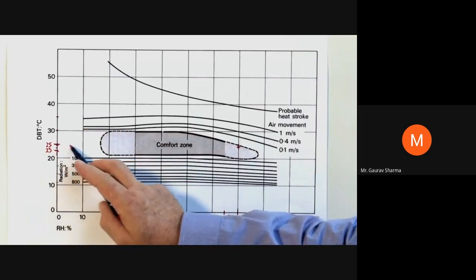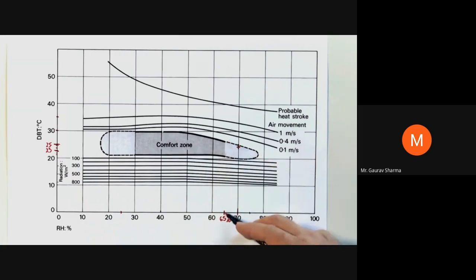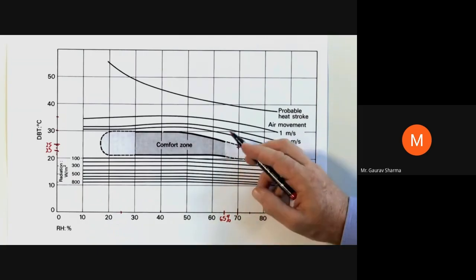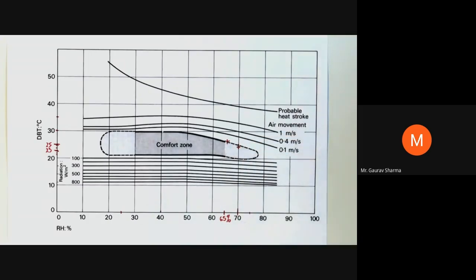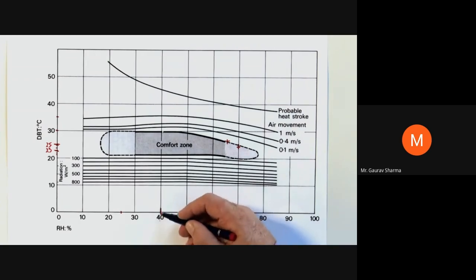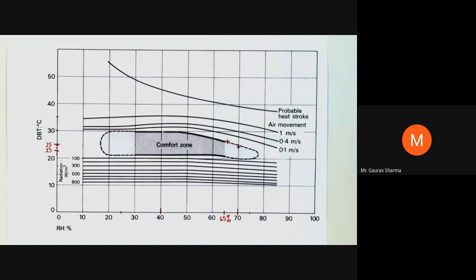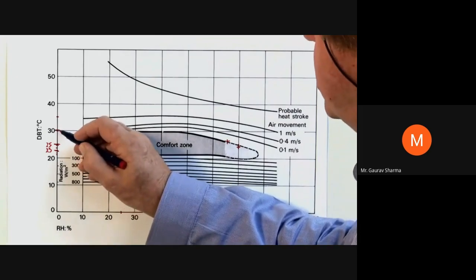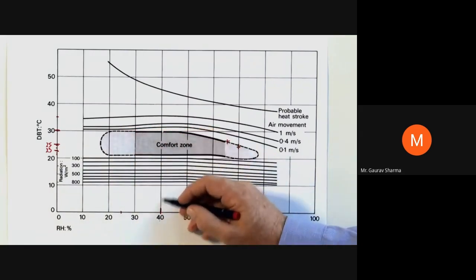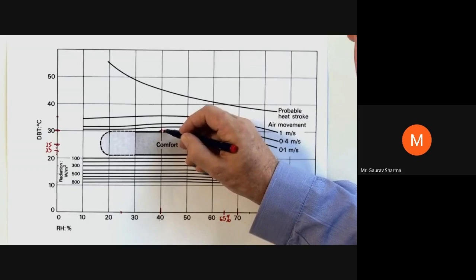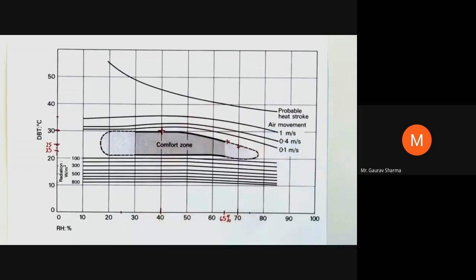We then plot across, intersecting with the 65%, and again, we're right on the border of the comfort zone. Again, it is on the border. The next example we looked at was 40% relative humidity. In this case, we were looking at a dry bulb temperature of 30 degrees. Moving across, moving up, we plot again right on the border of the comfort zone.